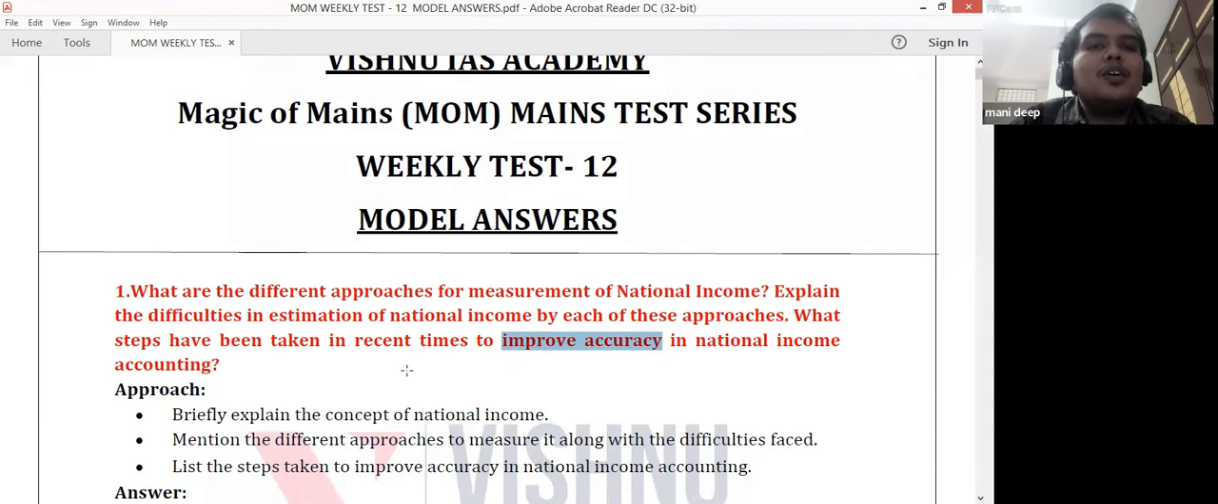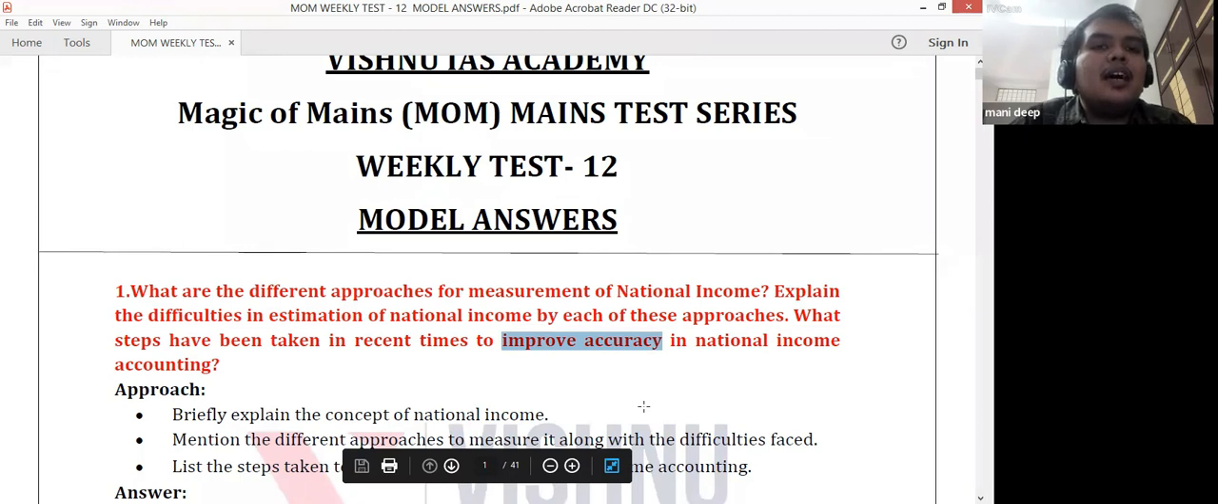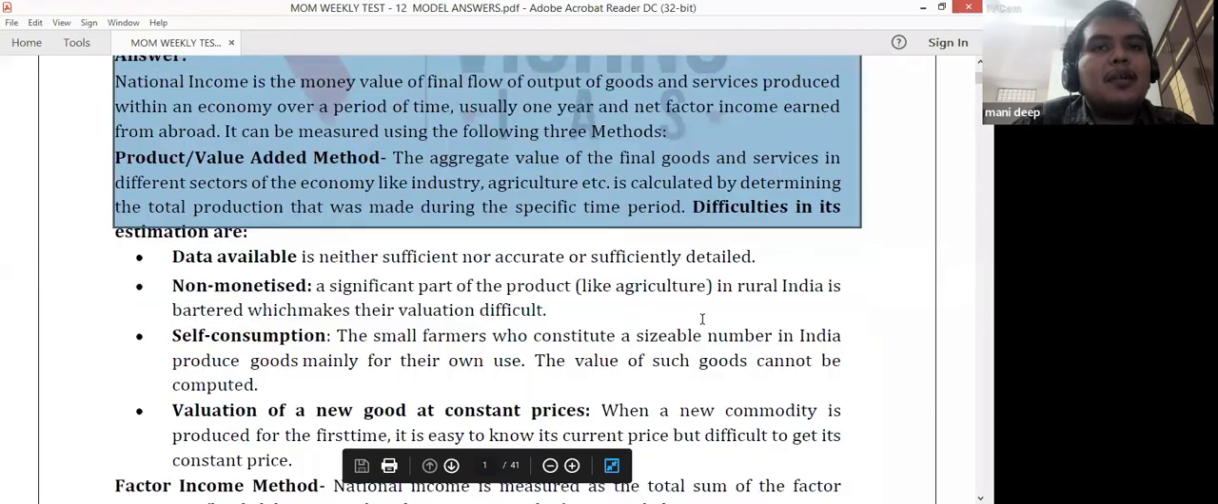There you should write regarding the base year changes and the enhancement of usage of data. These are all the things that you should mention, and you can also write in the conclusion regarding the international practices. So in the first part of the question, you should write about national income.